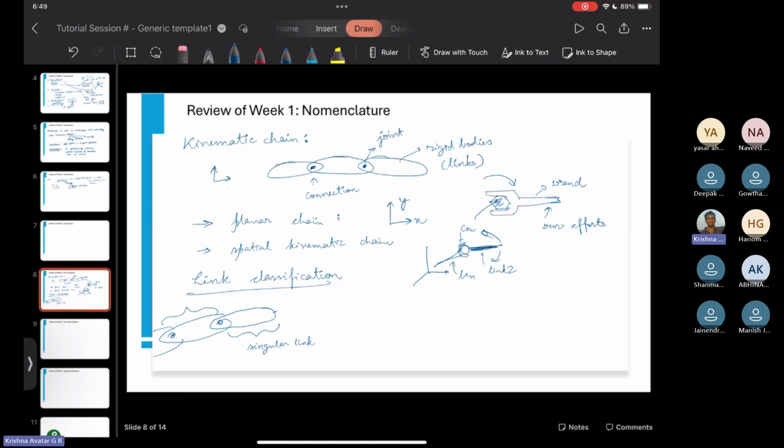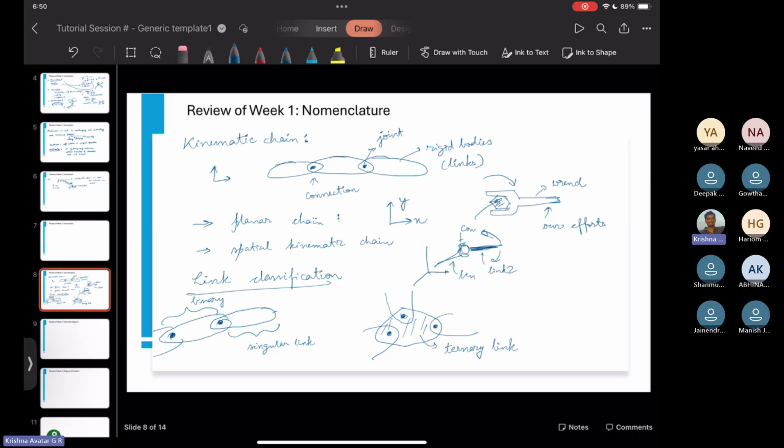Now this link here has two connections, this as well as this. So this link is called a binary link. And then we have certain links in more complicated situations where we have three. This link has three connections, 1, 2, and 3. So this link we call a ternary link. These are just some definitions which come in handy later.